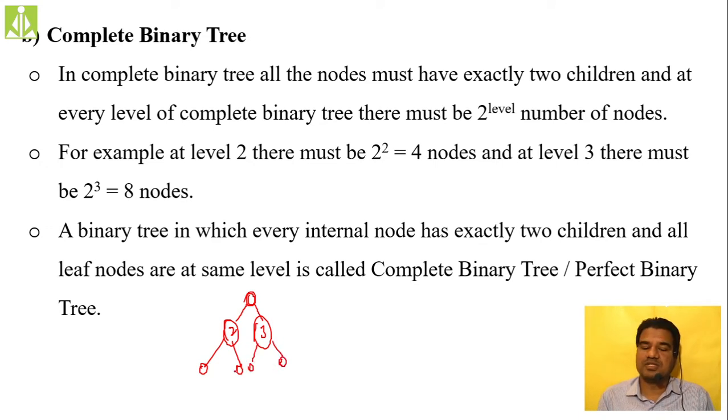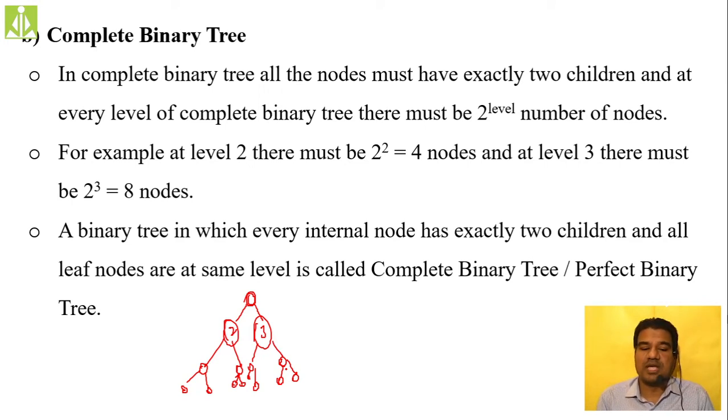All the levels must be complete. Then at the third level, 8 nodes. Here 2, here 2, and here 2, here also 2. Likewise, at every level, all nodes must have full children. Full children in the sense 2 children. Only the leaf nodes at some level, and all should be leaf nodes at that level.